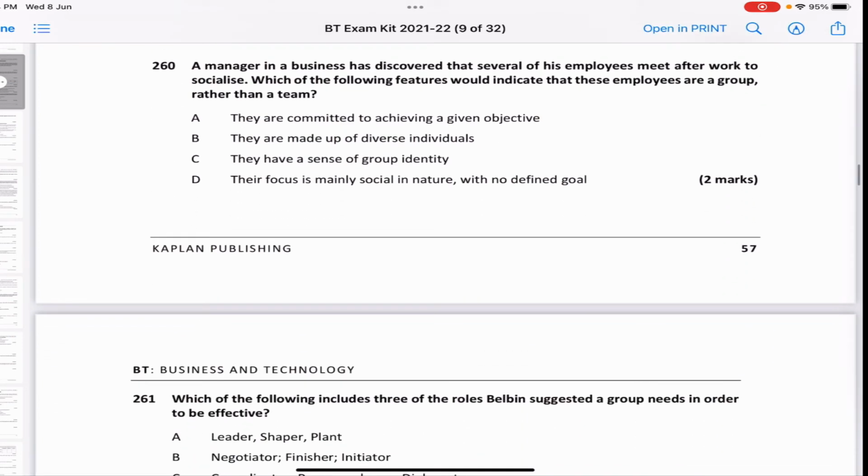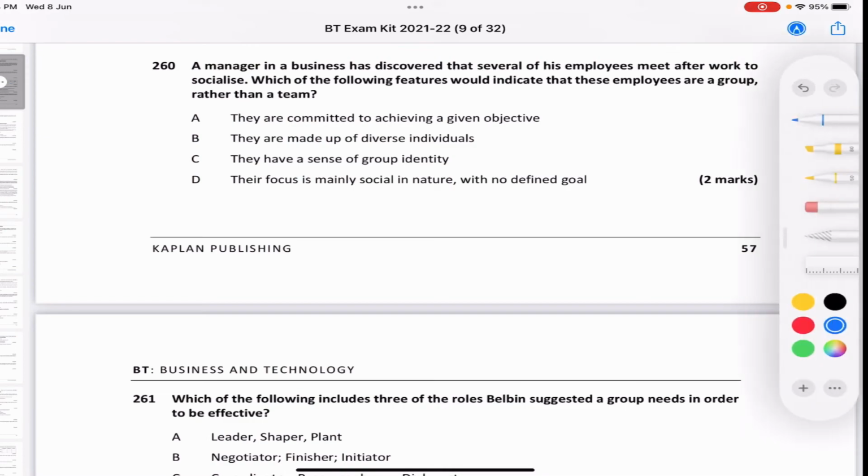A manager in a business has discovered that several of his employees meet after work to socialize. Which of the following features would indicate that these employees are a group rather than a team? So they don't. What would be the answer here? It would be D.